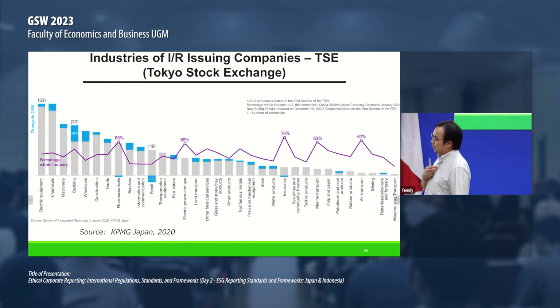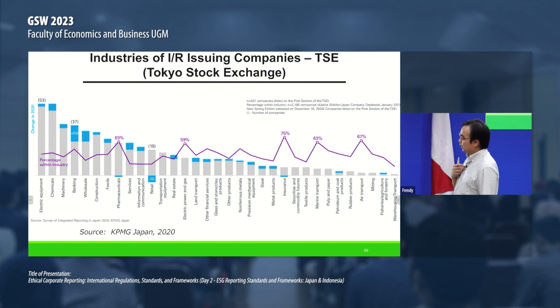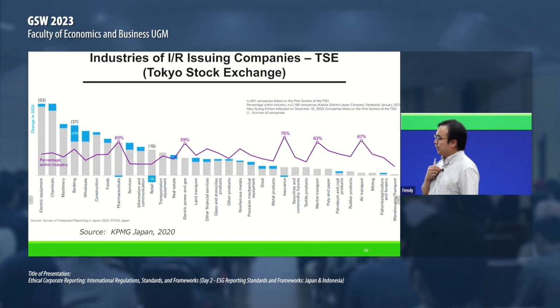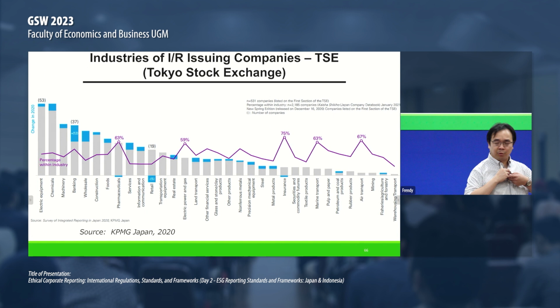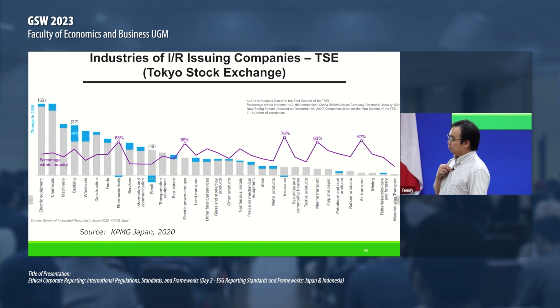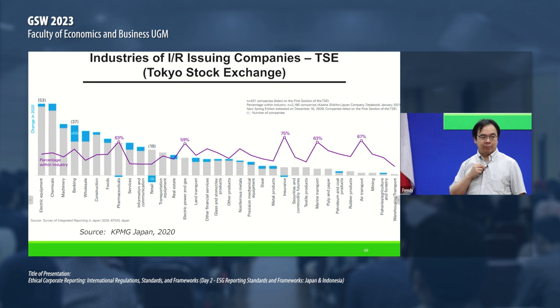Okay, if we look at the left side, what type of companies publish integrated reports? Is it financial companies? No, right? These are companies that deal mostly with manufacturing, okay, and chemicals. Banking, it's not bad. It's the fourth largest industry that publishes integrated reports.